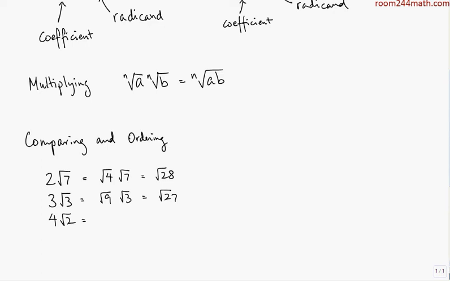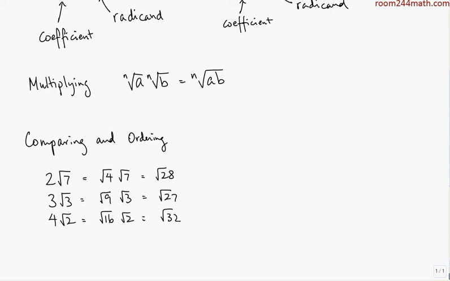4 root 2, we can replace that with root 16 times root 2, and that becomes root 32. So root 32 is the largest of those three, so therefore 4 root 2 is the largest of those three, and the smallest would be 3 root 3.